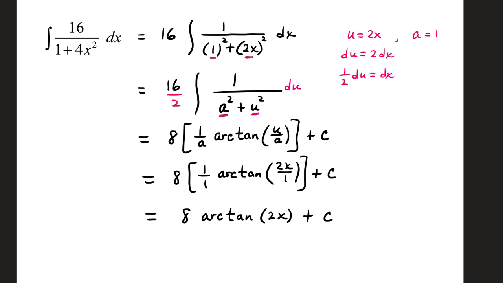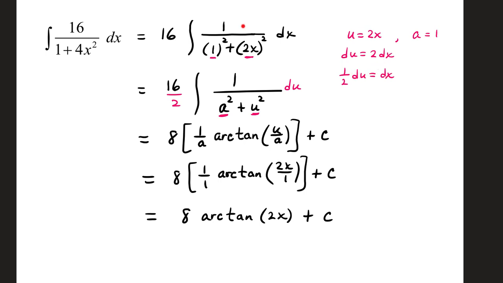Integral of 16 over 1 plus 4x squared. 16 is a scalar multiple. I'm going to pull it out front of the integral. 1 is 1 squared. 4x squared is 2x quantity squared. If you go back to your integral formulas, this is the tangent inverse integral. A is 1. U is 2x. Derivative of u is 2dx. Mocking dx, that's 1/2 du.